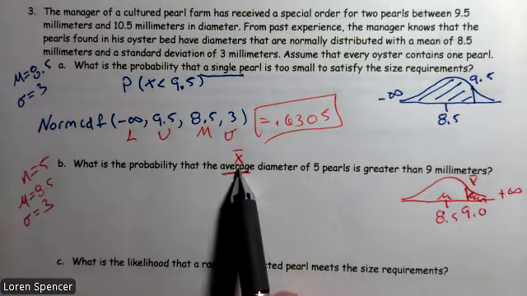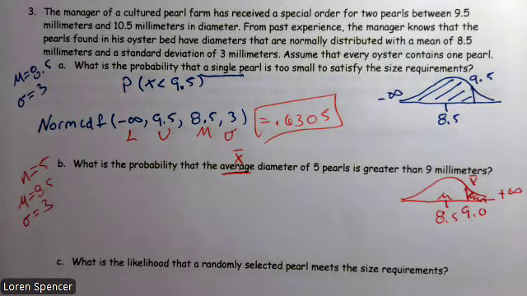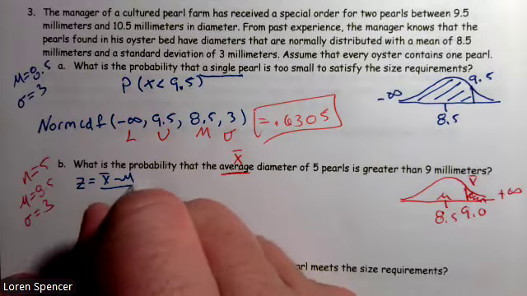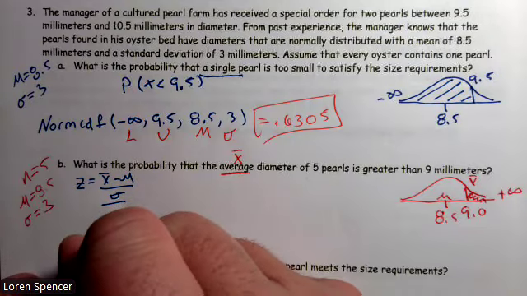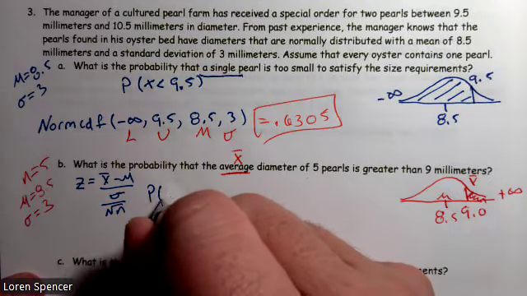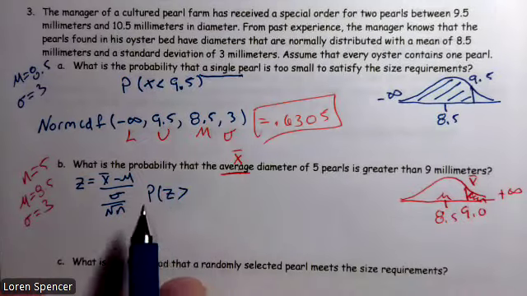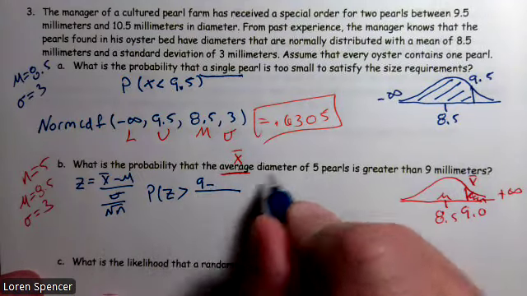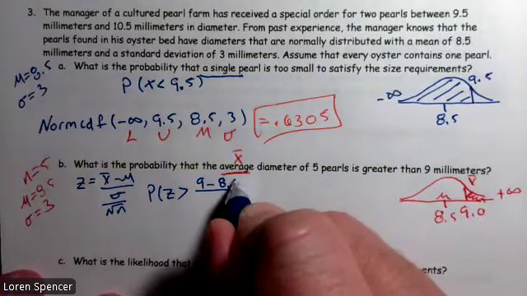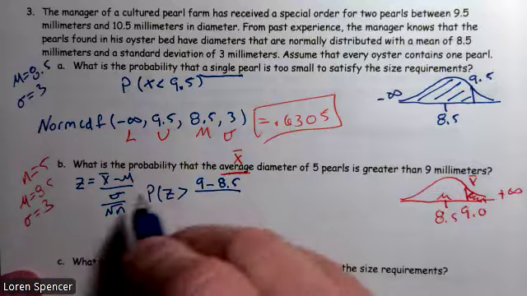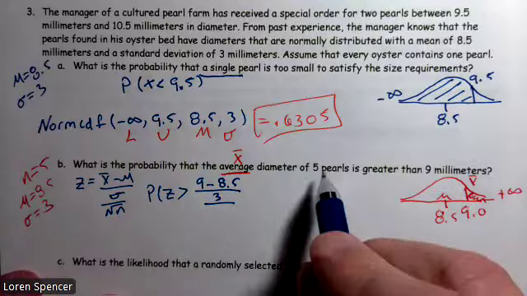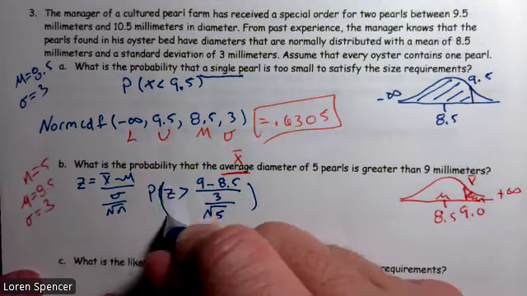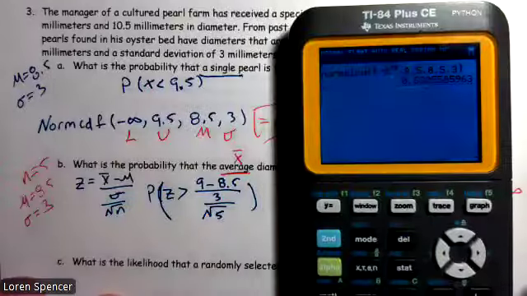But since we're working with an X bar and not a single pearl, we're going to need to use Z equals X bar minus mu, divided by the standard deviation divided by the square root of n. So I want the probability that Z is greater than 9. That's the size we're interested in. 8.5 is the mean. Standard deviation of the population is 3. And we want to know the likelihood that we'd get an average of that for those 5. So let's plug that in.